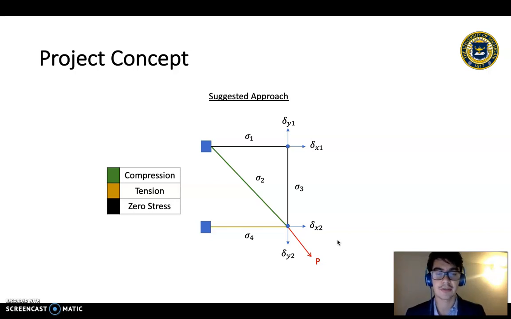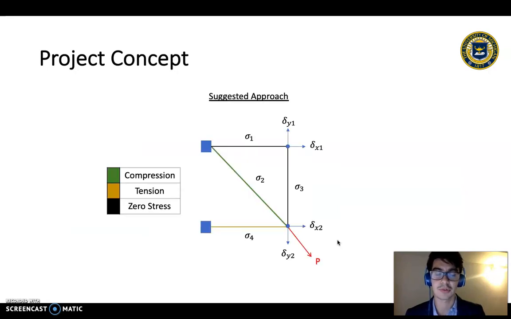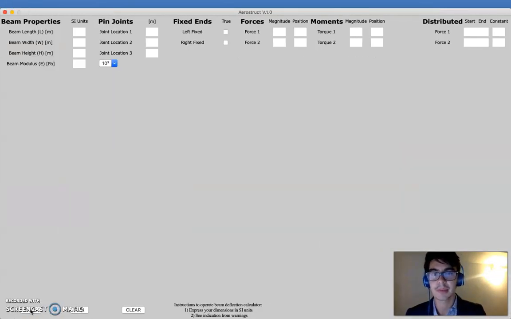It's very hard to see from this image and from these numbers that, for example, member 2 is in compression, member 4 is in tension, and the others have no stress at all. So this could give students a much better comprehension of what they're solving, of the solution, which is fundamental in my opinion. So let me now give you an example. It will be of a different problem, a beam modeling problem, from the software that I'm developing. And you can see here its prototype.